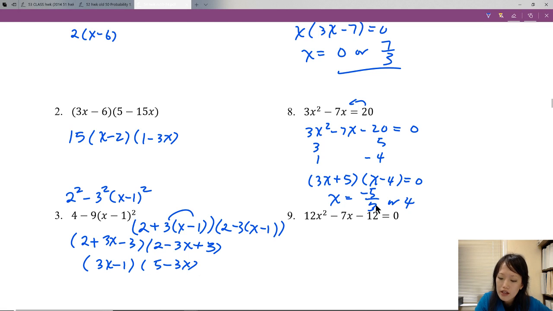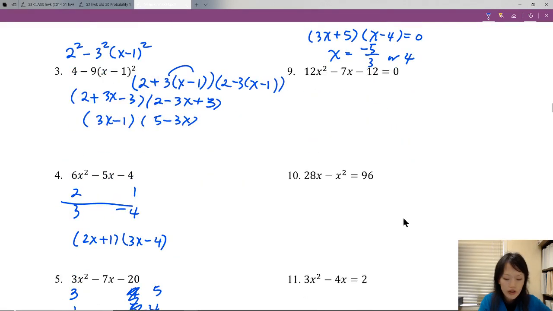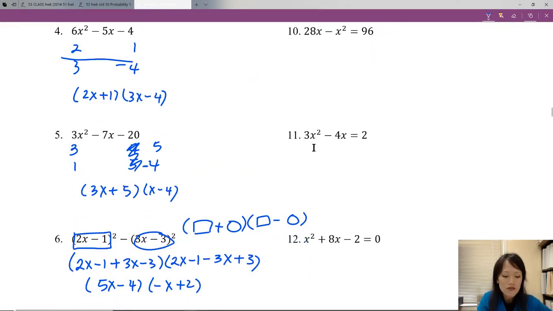Okay, now the next one in here. Those are easy. Let's skip the ones you know how to do. Let's look at number 11. Number 11, it turns out it can't be factored. If you move it over, you can't factor. So 3x squared minus 4x minus 2 equals 0.